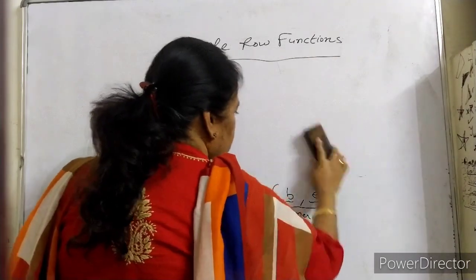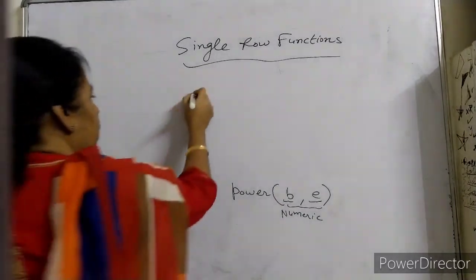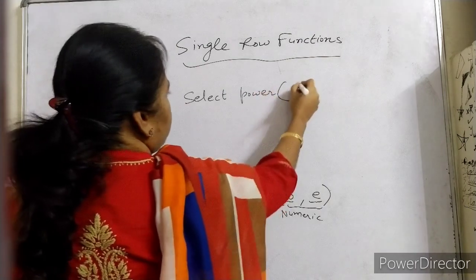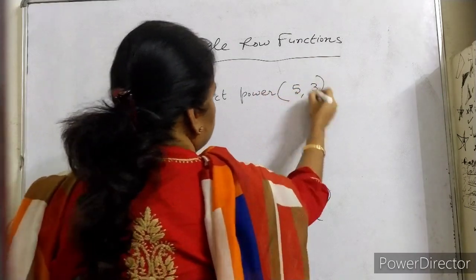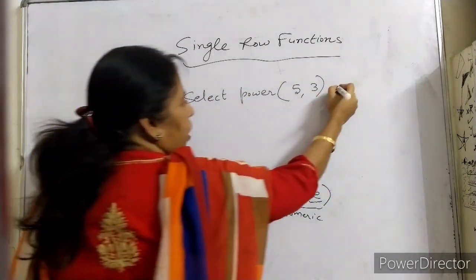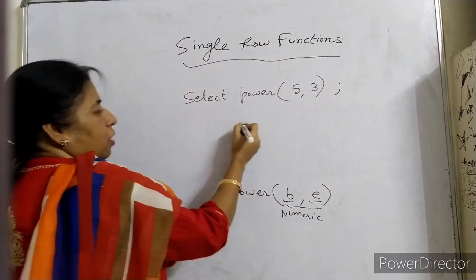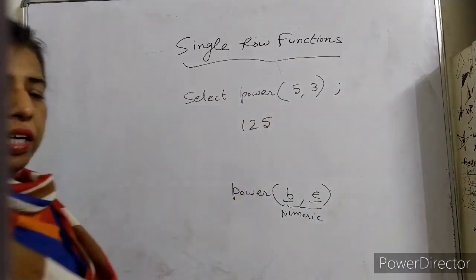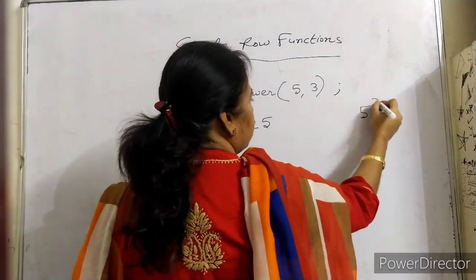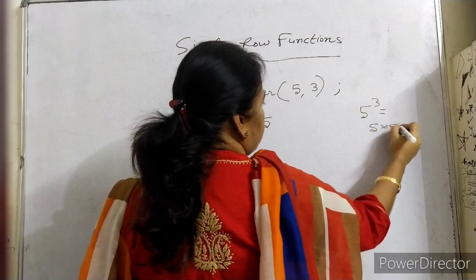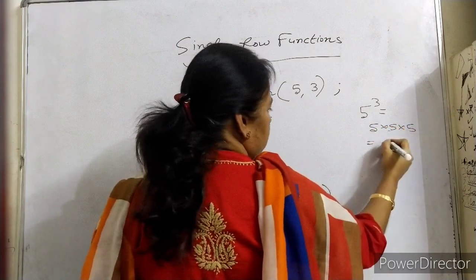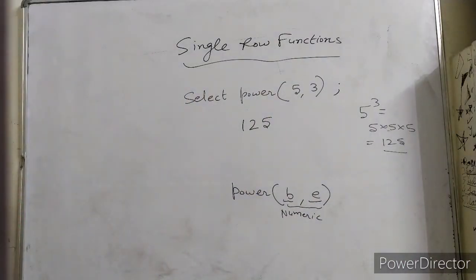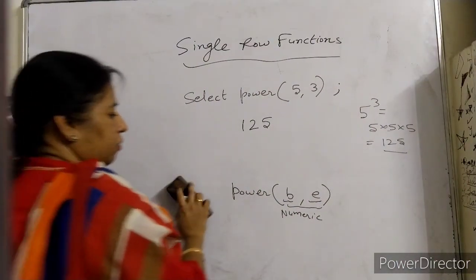Now, if I use it in a query, select power. Suppose I want to calculate 5 raised to the power 3. Select power(5, 3); What will I get? 5 raised to the power 3, that is 125. You can do the rough work if you want to see: 5, 5, 5 multiplied 3 times and you will get 125. Clear? This is the functioning of the power function.